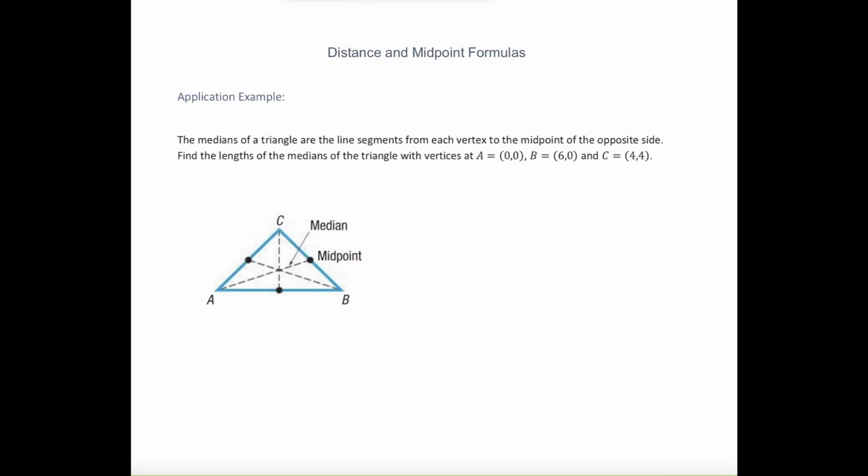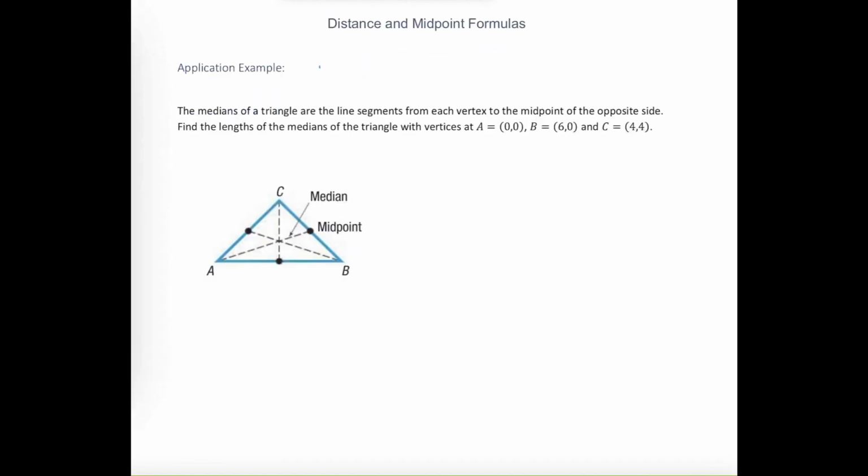Look at an application where we're going to need to use the distance formula and the midpoint formula. As a reminder, the distance formula is the square root of x2 minus x1 quantity squared plus y2 minus y1 quantity squared. And the midpoint formula is going to give us an ordered pair where the x-coordinate is the average of the two x values and the y-coordinate is the average of the two y values.